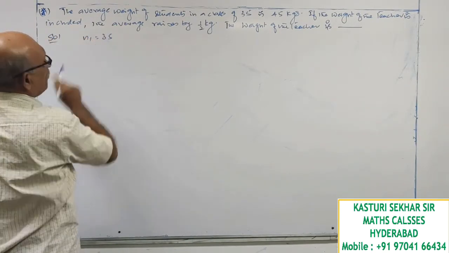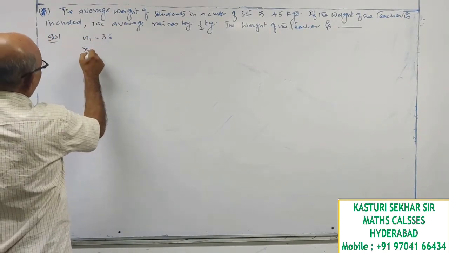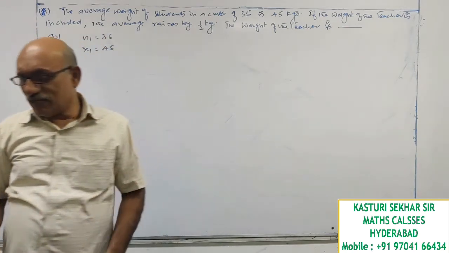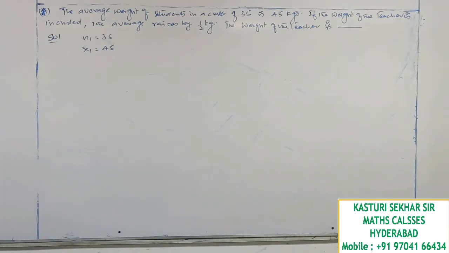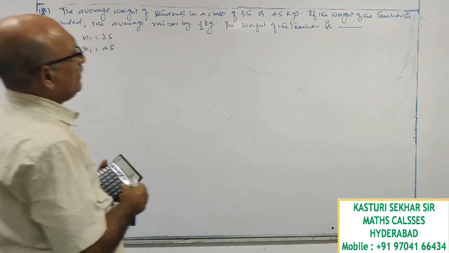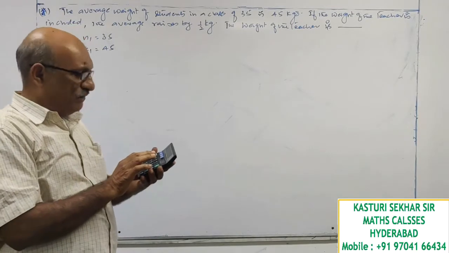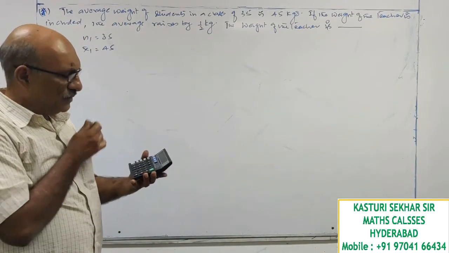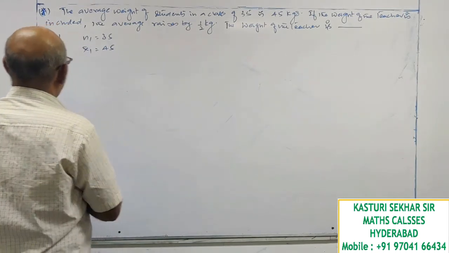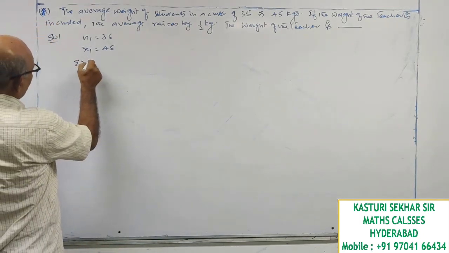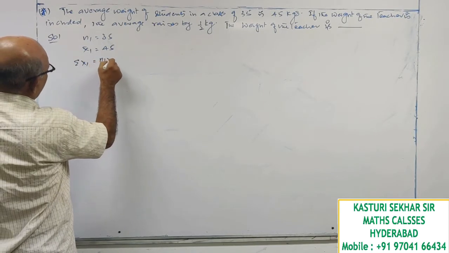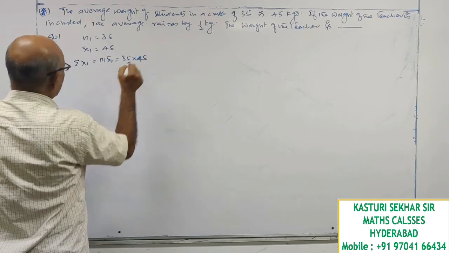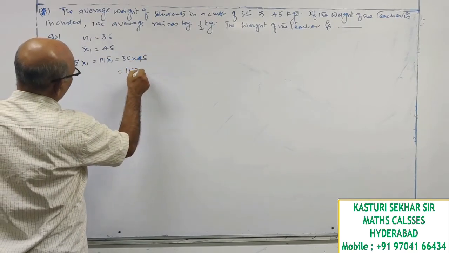N1 is equal to 35. X1 bar is equal to 45. For these 35 students, average is given as 45. So 45 into 35, 1575. Total summation of x1 is equal to n1 into x1 bar, 35 into 45. This is equal to 1575.